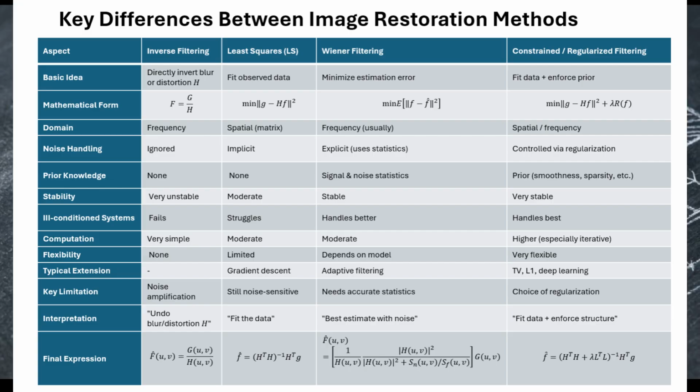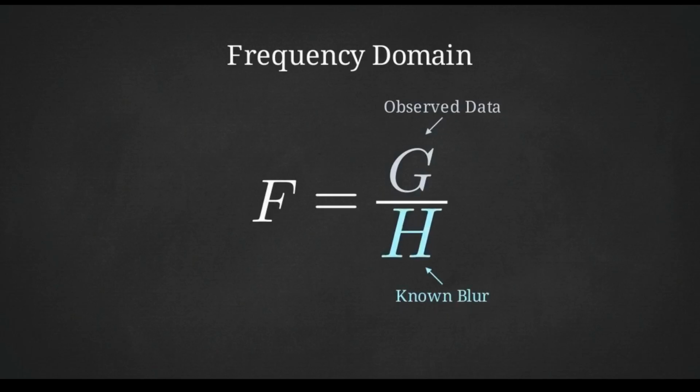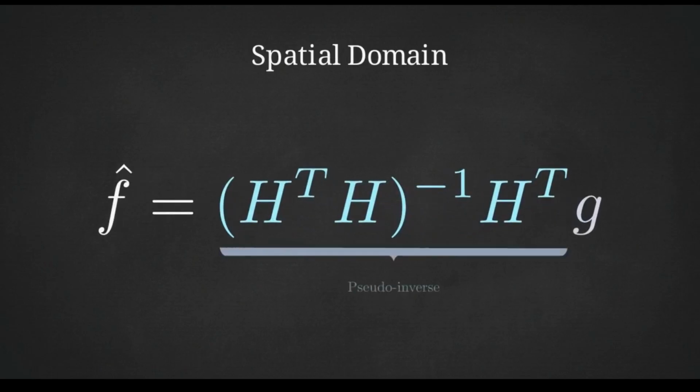Identifying the structural flaws in these classical models explains the architectural choices made in modern deep learning. This equation defines inverse filtering in the frequency domain. It is the most direct approach, taking the observed data, G, and dividing it by the known physical blur, H. The spatial matrix equivalent of this division involves calculating the pseudo-inverse to isolate the target signal.